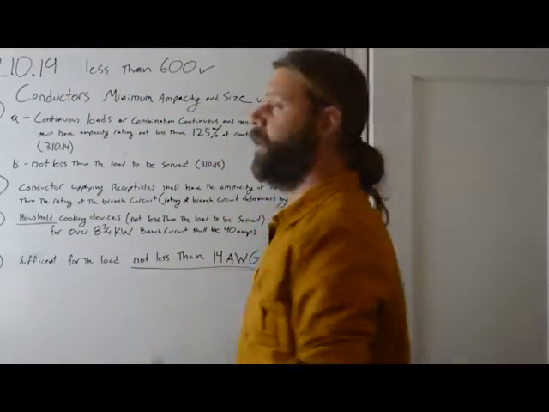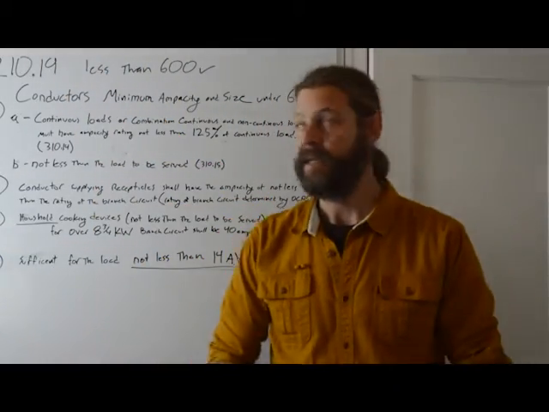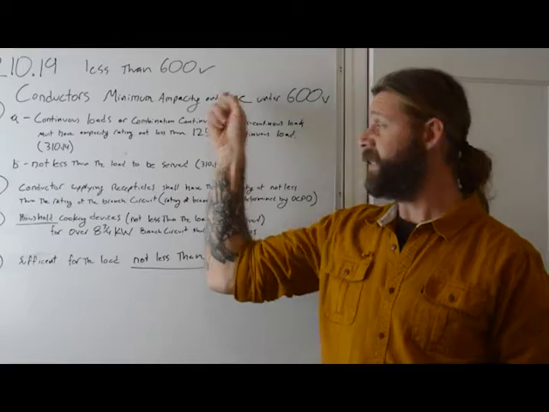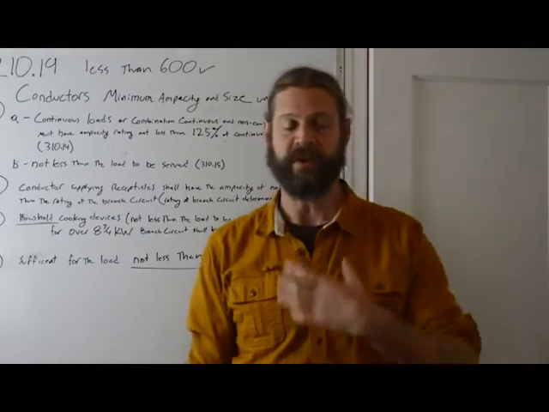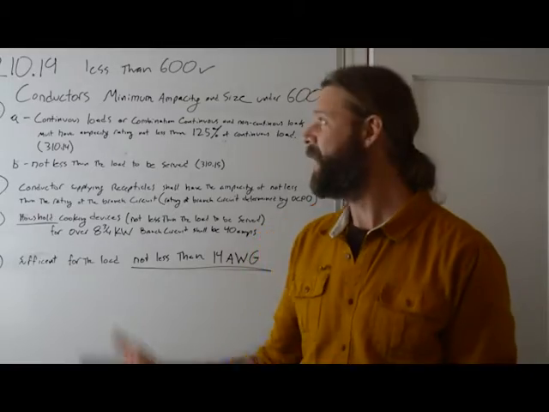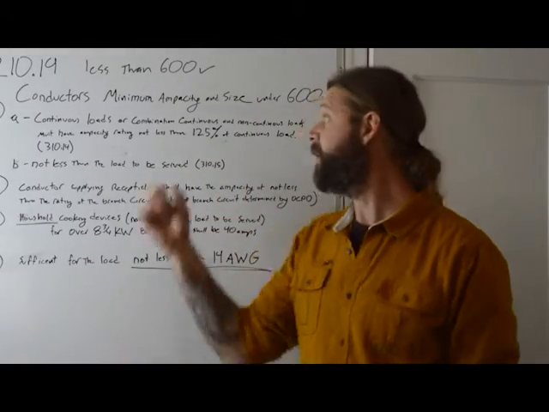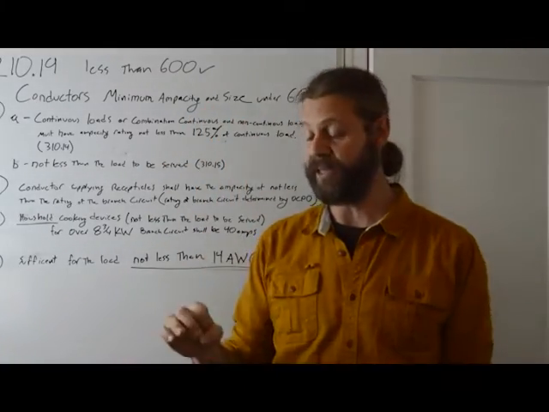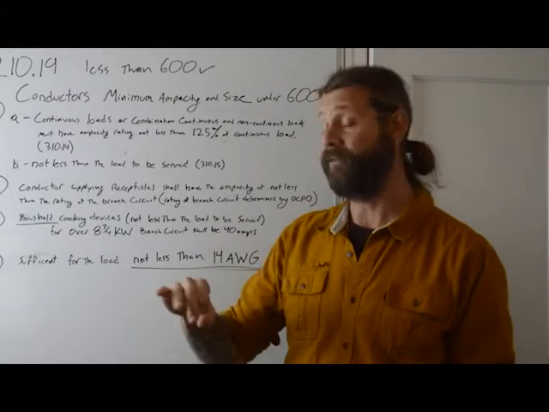Boom, let's talk about it. Okay, 210.19. This is conductors, minimum ampacity and size, under 600 volts. So as electricians, most of what we do is going to be in conductors less than 600 volts. And the ampacity and size actually is about the conductor itself.